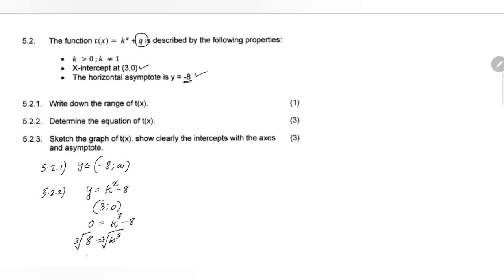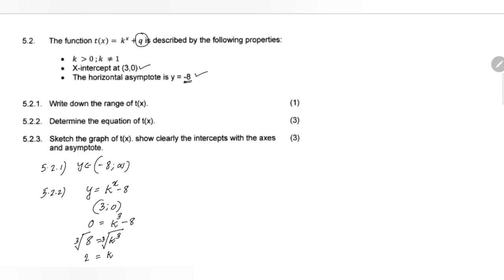Cube root of 8 is 2, isn't it? Because 2 times 2 times 2 is 8. And on this side, the cube root and the cube together are going to cancel. It's going to be k. So the value of k is 2.